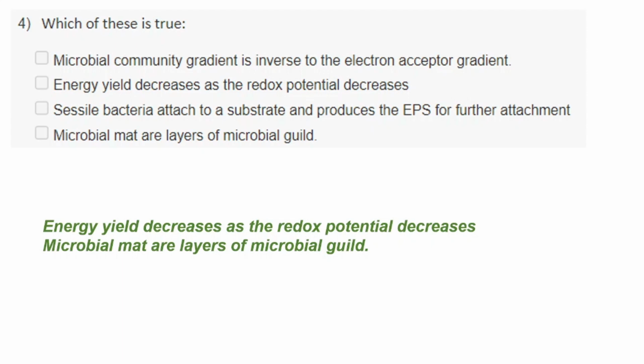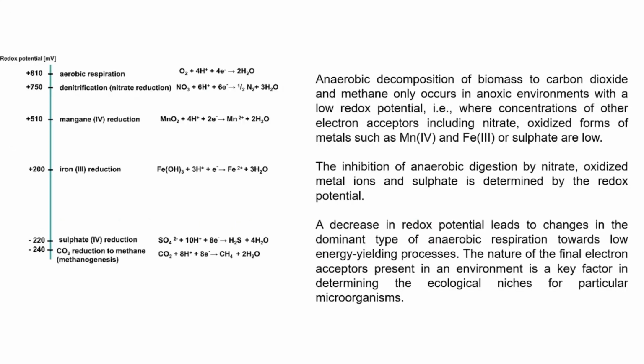Microbial mat, I'll talk a little bit about what microbial mats are. And then, energy yield decreases as the redox potential decreases. That is also true. I'll explain why one by one. So anaerobic decomposition of biomass to carbon dioxide and methane only occurs in anoxic environments, and it happens with a very low redox potential where concentrations of other electron acceptors including nitrate or oxidized forms of metals such as manganese or ferrous or sulfate are low.